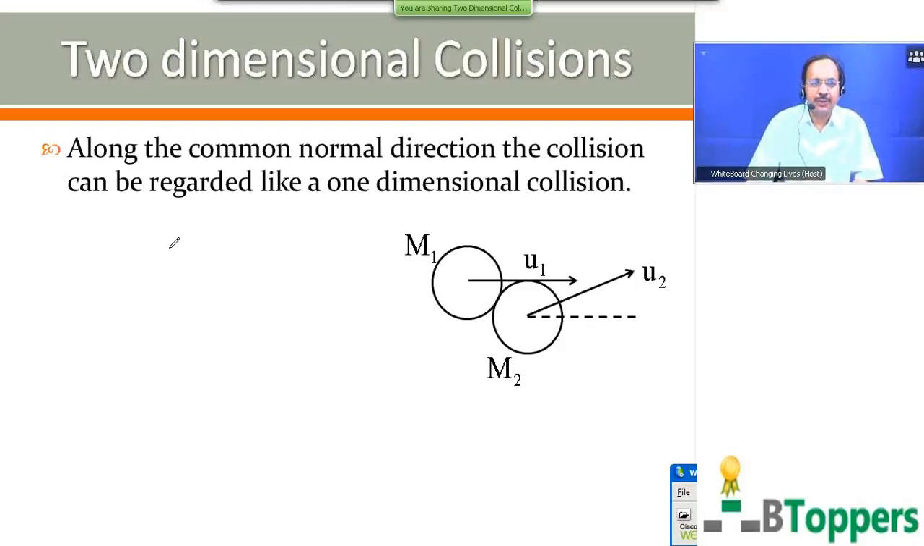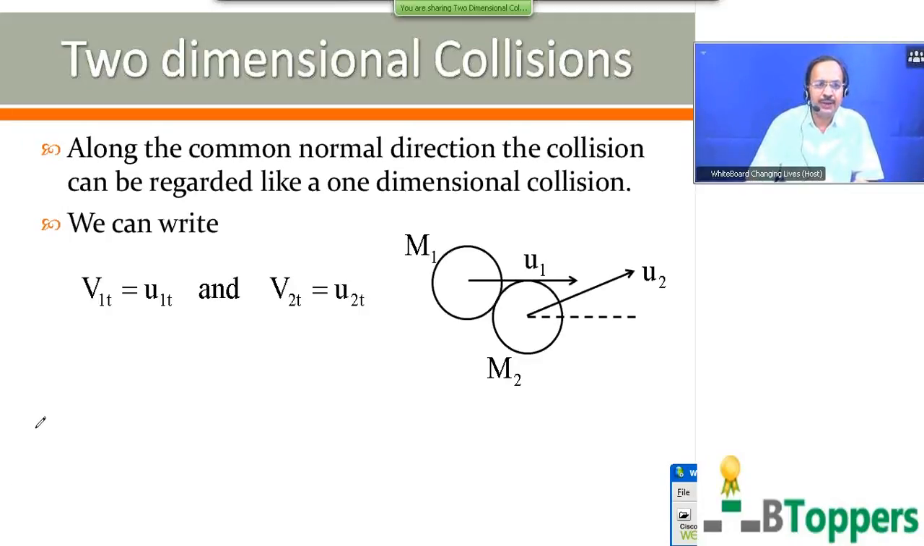So along the common normal direction, the collision can be regarded like a one-dimensional collision. I have just shown a rough figure showing the initial velocities u1 and u2 before collision. As I told you, if two spheres with masses m1, m2 and smooth surfaces collide with each other, the collision will be an oblique collision, or a two-dimensional collision. The initial velocities u1 and u2 just before collision are not directed along the line joining the centers of the two spheres.